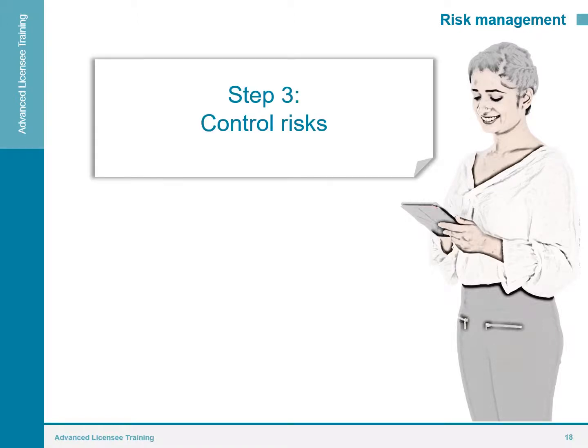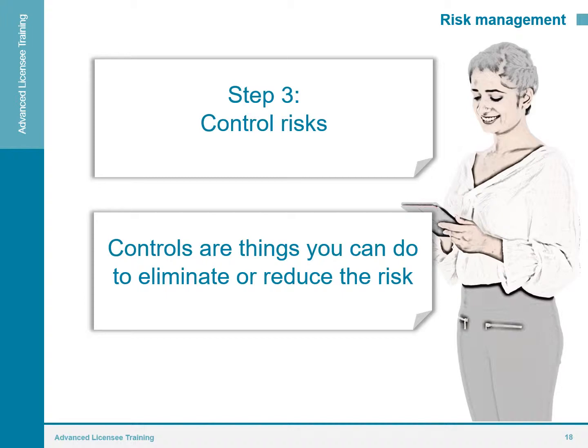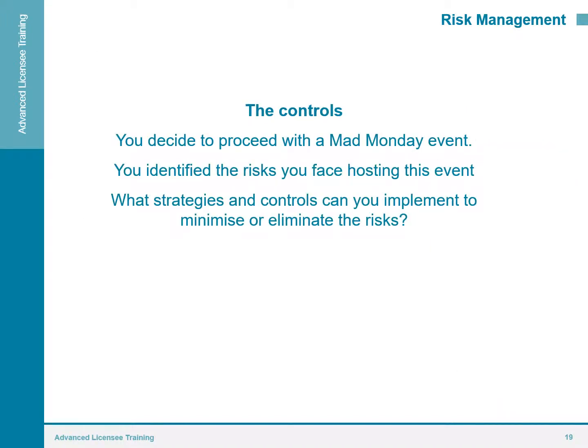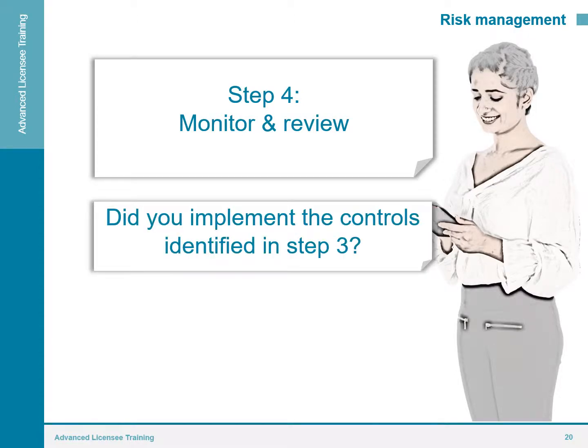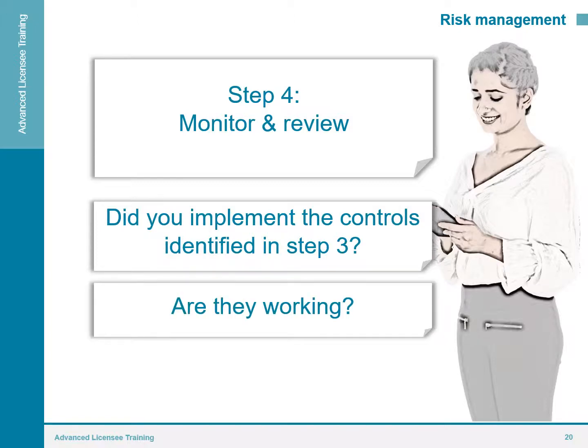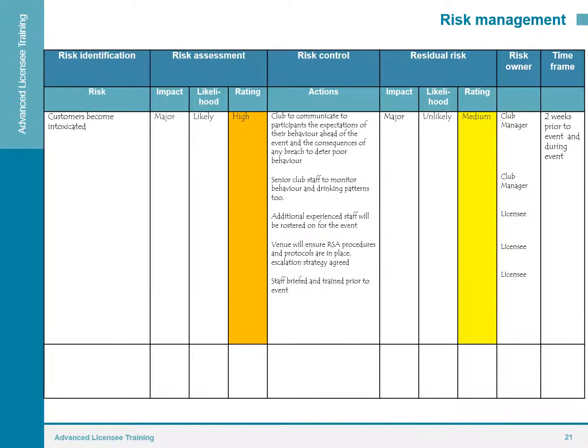Step 3, control the risks. Controls are things that you can do to eliminate or reduce the risk. So the controls. You decide to proceed with a Mad Monday event. You identified the risk you face hosting this event. What strategies and controls can you implement to minimize or eliminate the risks? Step 4, monitor and review. Did you implement the controls you identified in step 3? Are they working?